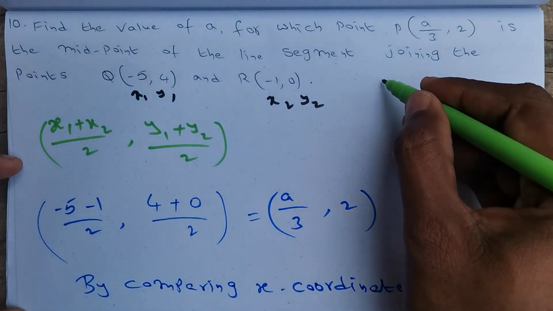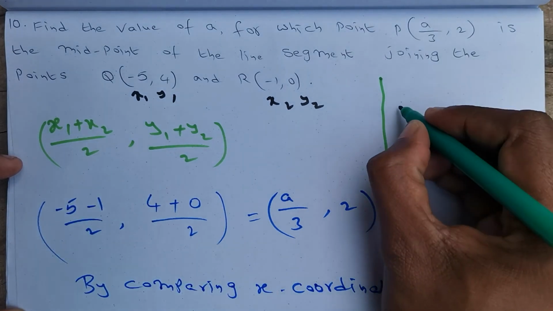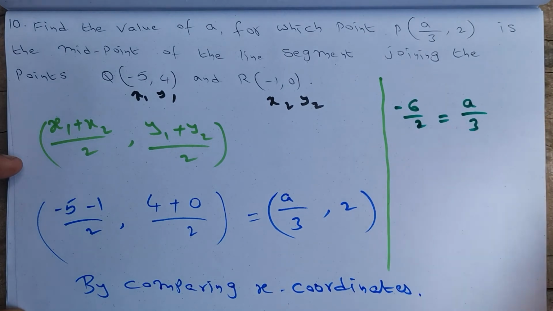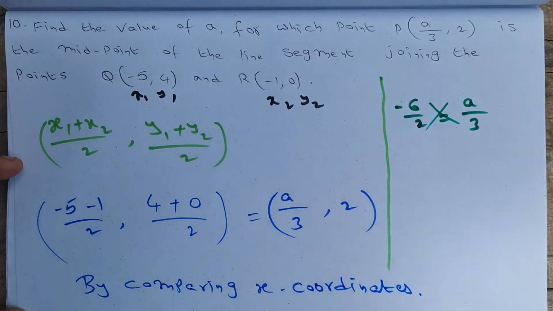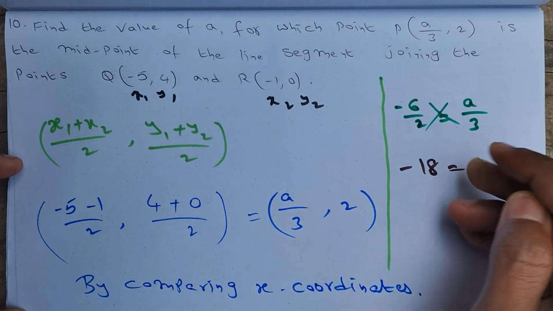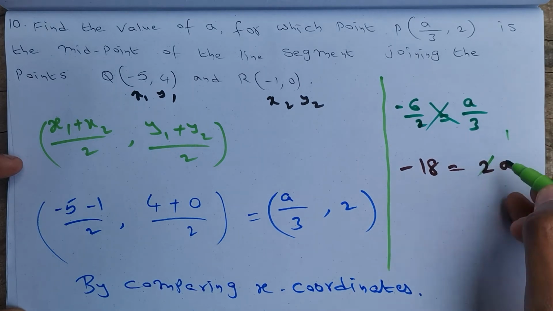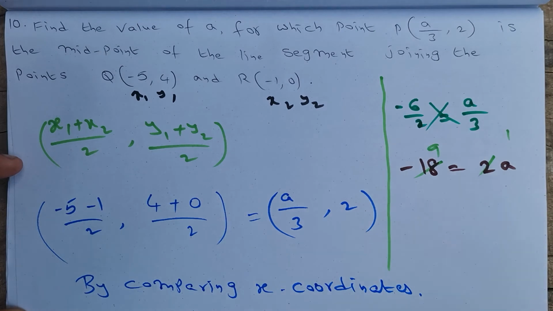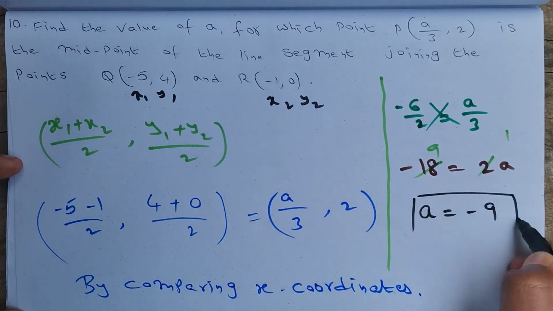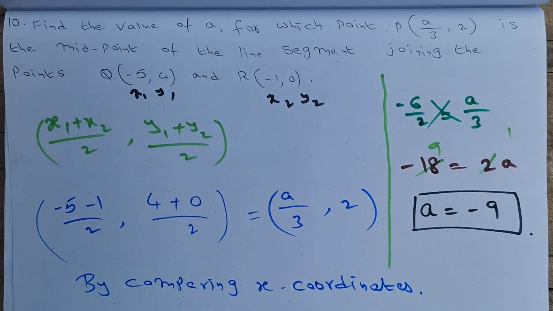Okay, now -5 - 1 is -6, divided by 2, is equal to A/3. If we do cross multiplication, -6 into 3 is -18, equals 2 into A, 2A. If we do cancellation, 2 ones are 2, 2 nines are 18. So A equals -9. The value of A is -9.